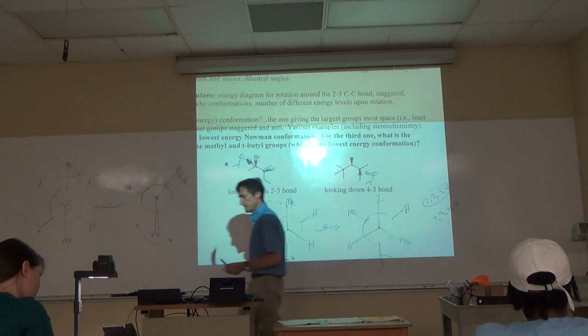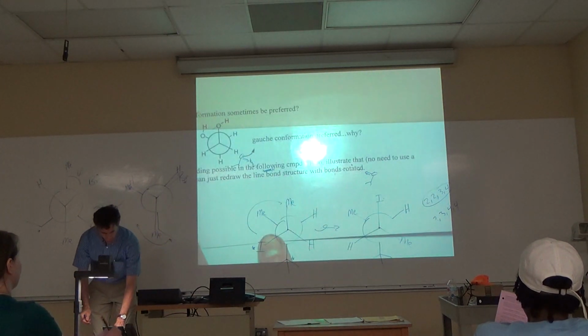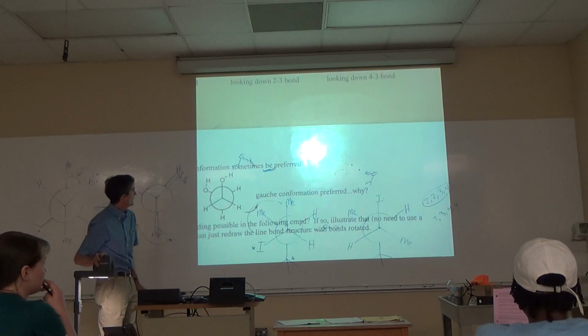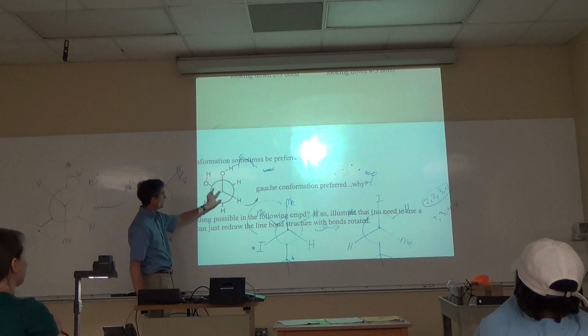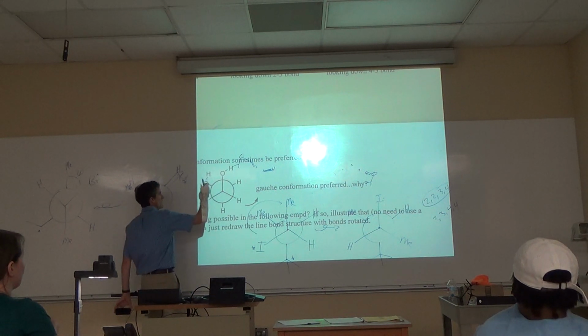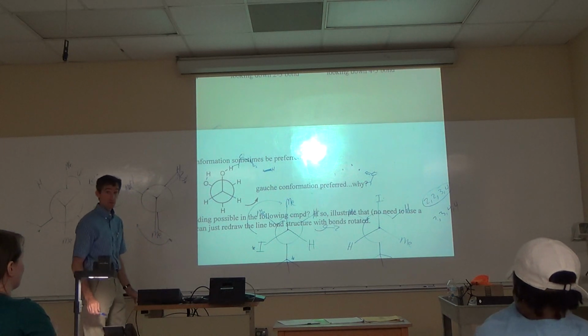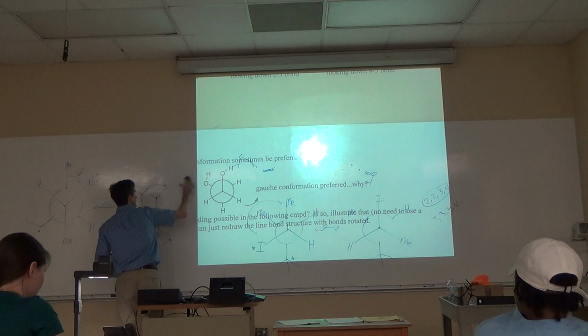Is anti always the best? Well, there's exceptions to just about everything. Here's an exception. If you look at this compound, two carbons, each one has an OH. It actually prefers the gauche conformation. The OH is a bigger group than just an H, so the OHs are bigger groups. They're not anti. Why is this preferred?